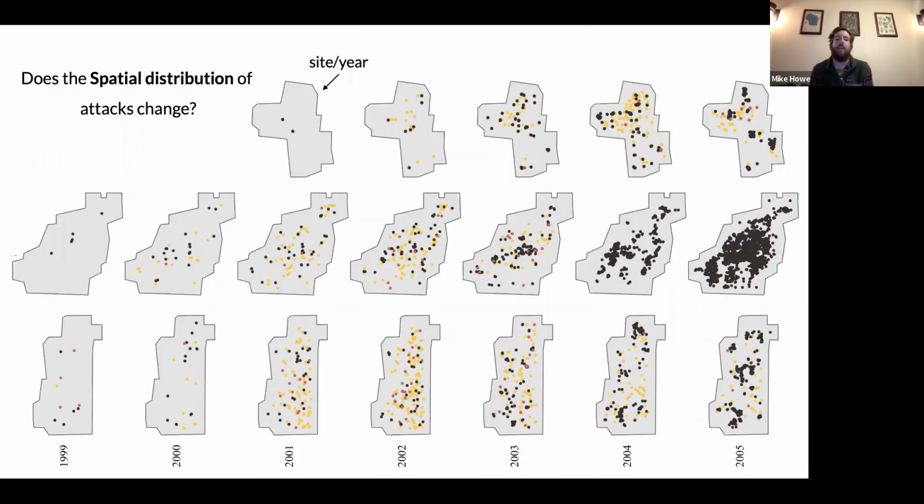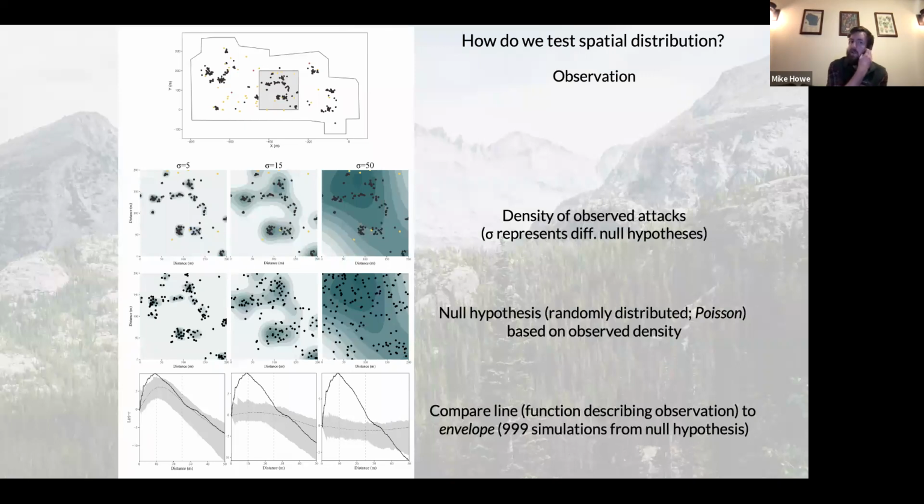Okay, and then finally, we wanted to look at whether the spatial distribution of attacks changed. And so we can start by just graphically looking at where attacks occurred within each stand over the course of 1999 to 2005. And we can then try to describe the pattern of attacks for each one of these insects. The way that we do this is by starting with an observation. So in this top panel, I'm just going to be showing an example from within this little gray insert.